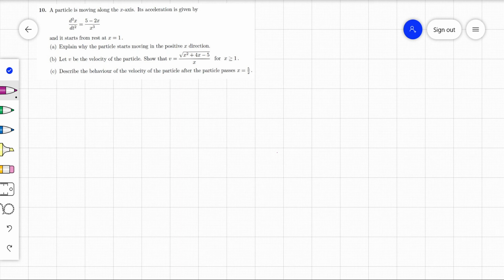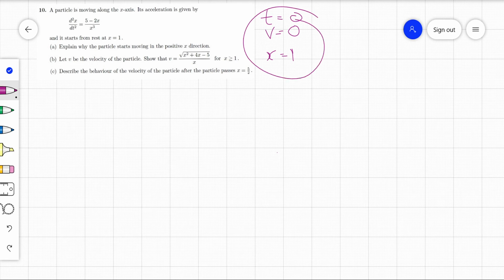So in this one we've got a particle moving. Its acceleration is (5 minus 2x) on x cubed, and it starts at rest, so v equals 0, and x equals 1. This is at t equals 0, so that's when it starts. What's happening with the acceleration?